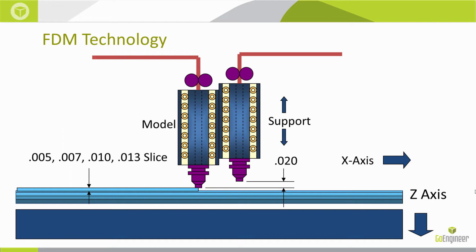Sometimes we need a very quick part and we'll sacrifice some surface finish for that, and we might print in 13 thousandths of an inch slice height. Other times we need a part to look as good as possible, and we're willing to spend a little more time printing it, and we'll print it at 5 thousandths of an inch slice height. The way these printers work is they'll print 2 layers of model material, and then they'll go and do a tip clean, and we'll print 2 layers of support material.